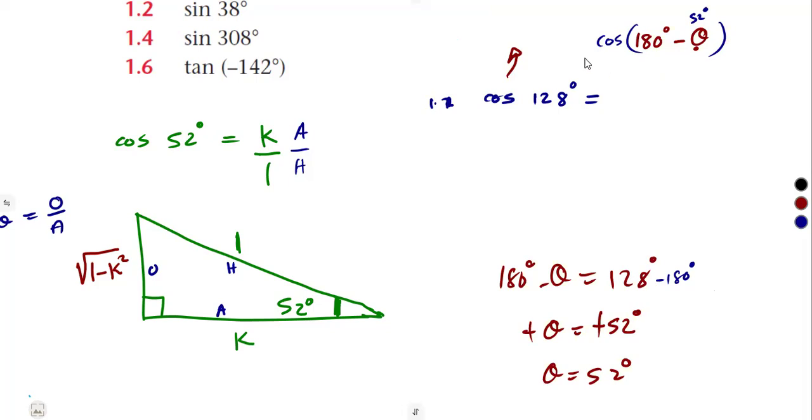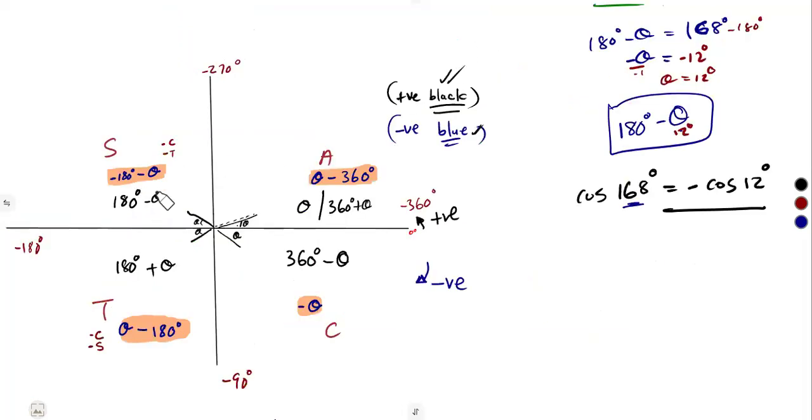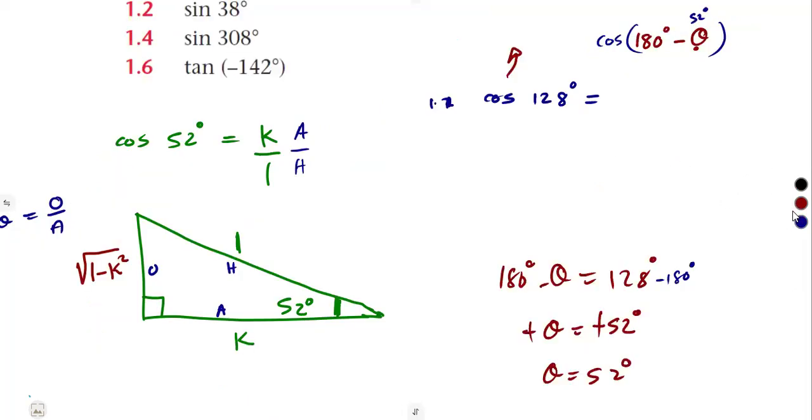What is the answer there? 180 minus theta, cos is what there? Is negative. We are dealing with a negative cos. So just write your answer there: negative cos of the acute angle, 52 degrees. So this is what you're supposed to have. We have applied our reduction, the numerical reduction.